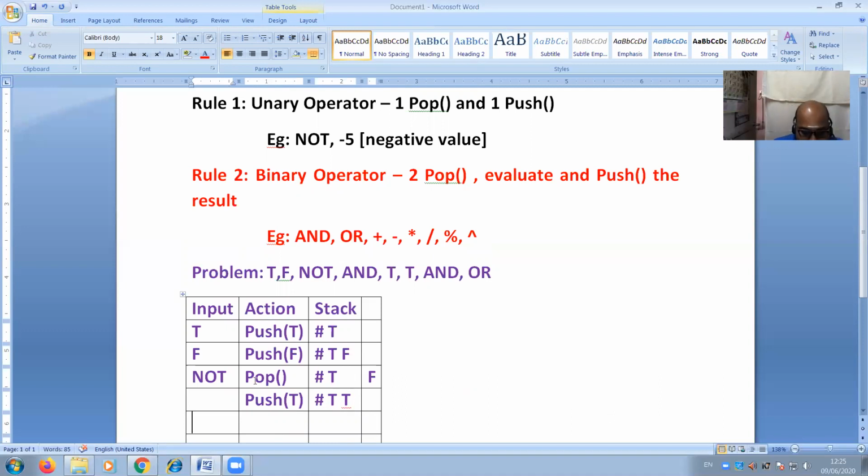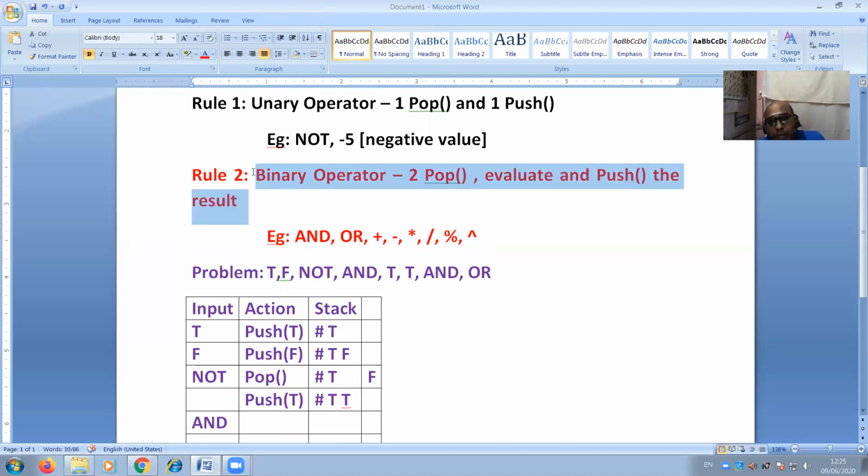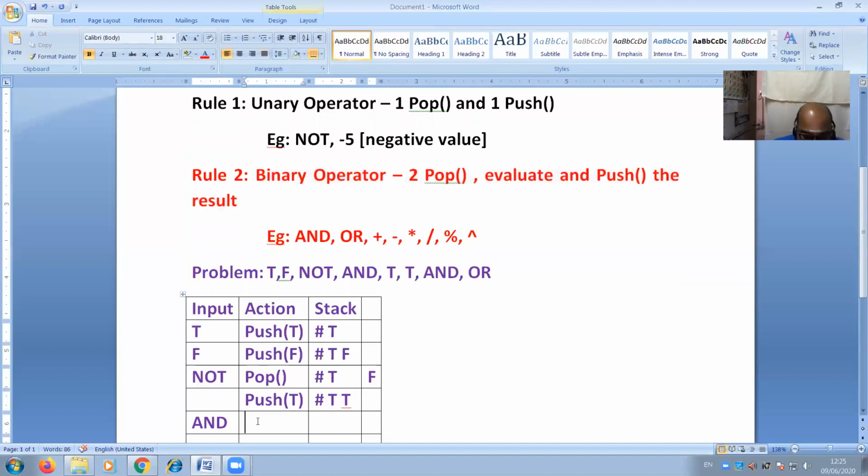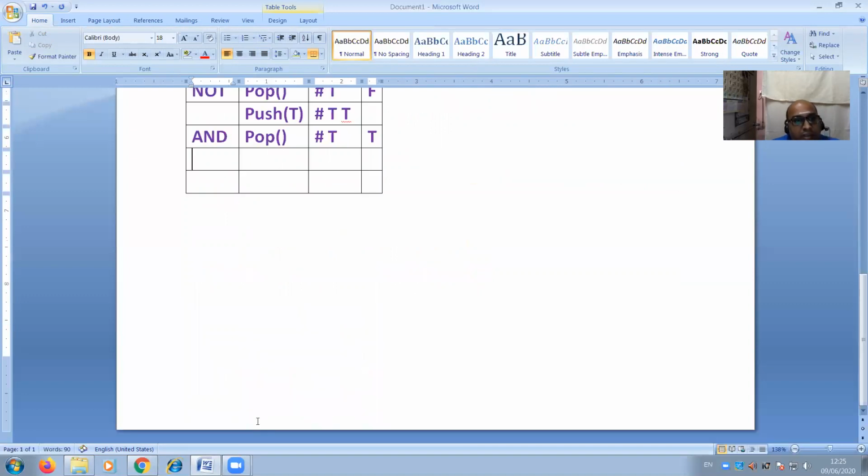Then comes another operator, which is a binary operator. Let me highlight rule 2. Rule 2 says that if it is a binary operator, you are supposed to issue 2 pops, evaluate the particular expression and push the result. So here I am popping the first value, which is the topmost true, taken off from the stack. Then on issuing the second pop, I'll be taking the second topmost content, or as of now nothing is present there. So these two are evaluated.